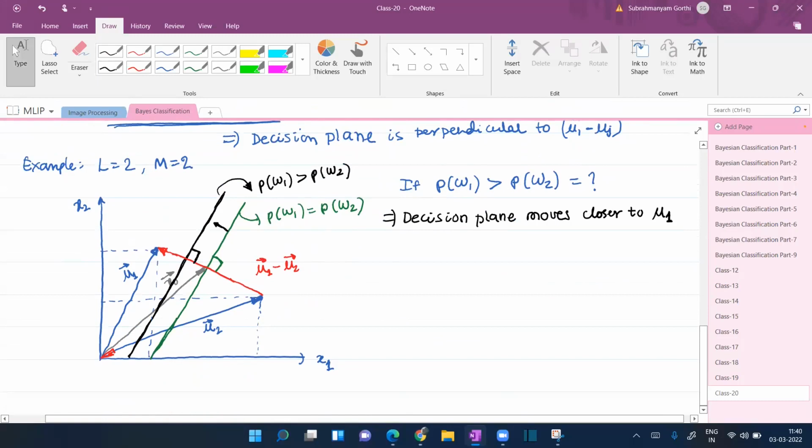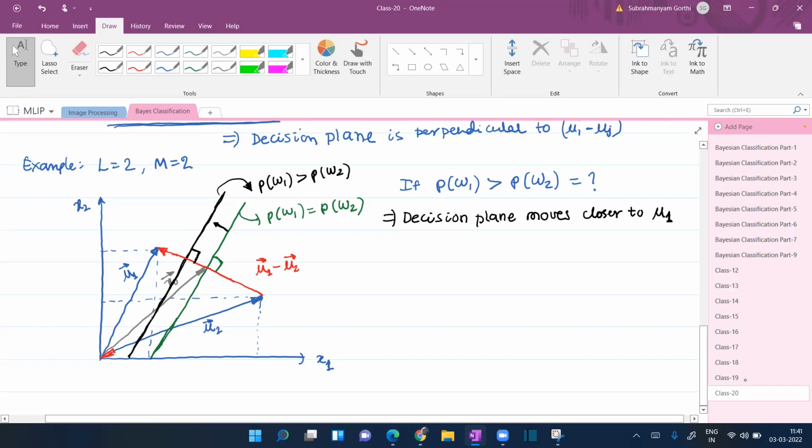So that moves closer to mu1. That's a good point, right? Any other questions here? In general, we can say it as mu, the one which has the greater mean value, right? Correct. Same case, which has a greater prior probability. Yes, sir, it moves towards that which has a greater prior. Yes. Good. Very good. Excellent.